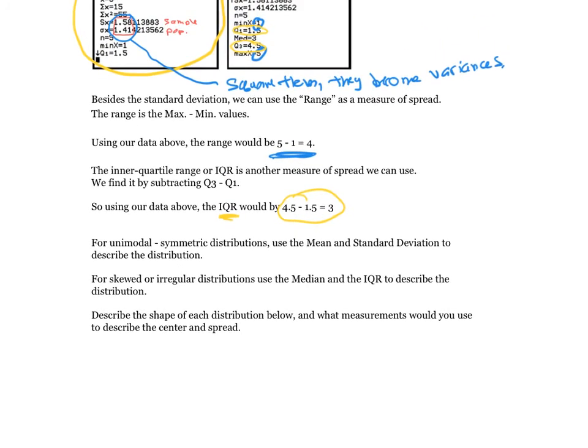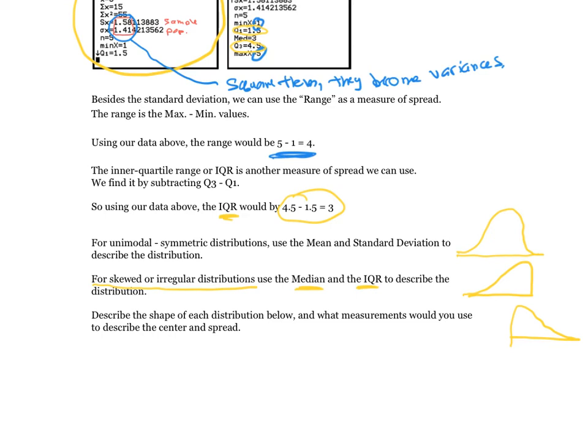Keep in mind that for unimodal symmetric distributions, so distributions that look like this, to the right here, you're going to use the mean and standard deviation to describe the distribution. The mean would be the center, and the standard deviation would be the spread. For skewed or irregular distributions, so if you have a distribution that looks like this, skewed left, or like this, skewed right, then we're going to use the median and the IQR to describe the distribution. The median would be the center, and the IQR would be the spread.